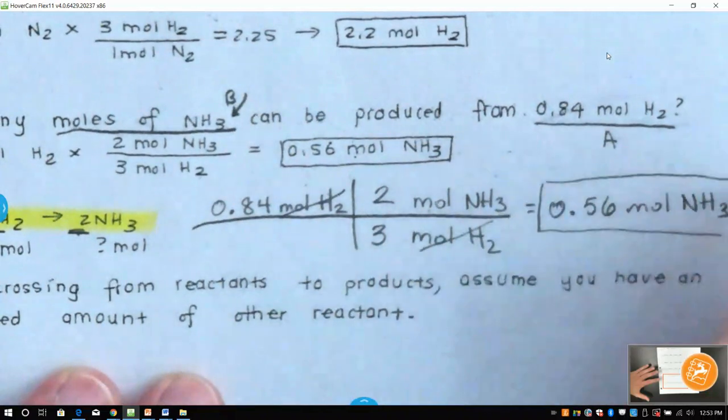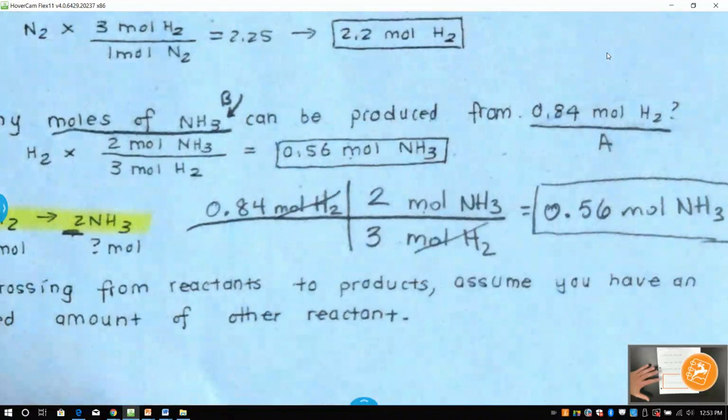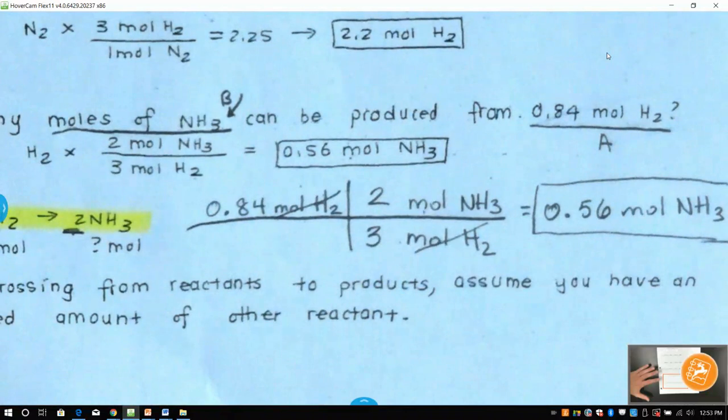What does mole even mean? Mole is a count. Like we said yesterday, when I say the word dozen, how many does that mean? 12. So when I say mole, as I had up yesterday, it's 6.02 times 10 to the 23rd particles of whatever that substance is.